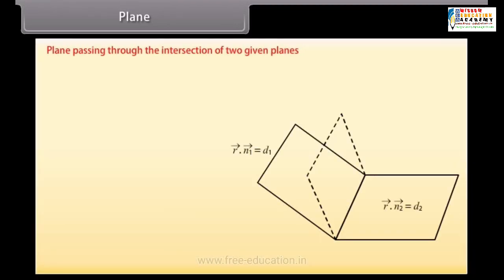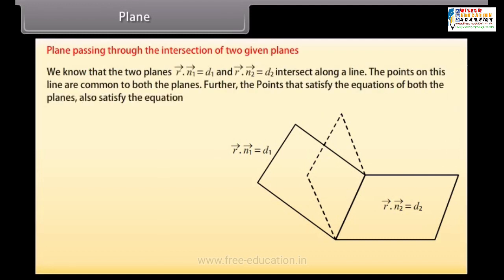Plane. Plane passing through the intersection of two given planes. We know that the two planes, dot product of vector r and vector n1 equals d1, and dot product of vector r and vector n2 equals d2, intersect along a line. The points on this line are common to both the planes. Further, the points that satisfy the equations of both the planes also satisfy the equation dot product of vector r and (vector n1 plus lambda vector n2) equals d1 plus lambda d2, where lambda belongs to R.